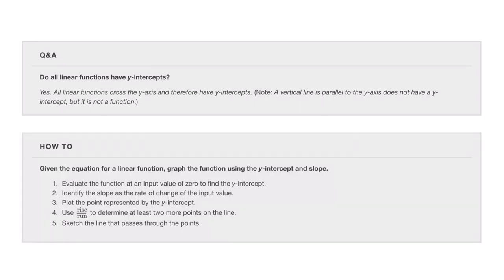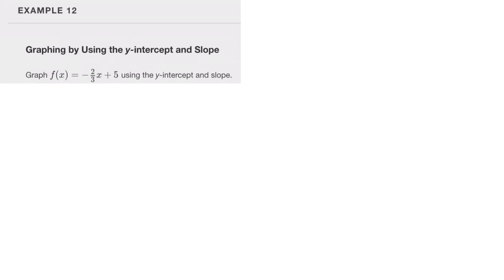So, given the equation for a linear function, graph the linear function. This is basically what I did in the previous example. Once we have the slope-intercept form, y equals mx plus b, our b, which is our y-intercept, is usually where we like to start on the y-axis. And then we use the slope to generate a second point. We connect those 2 points with a straight edge, and that's our graph. Okay.